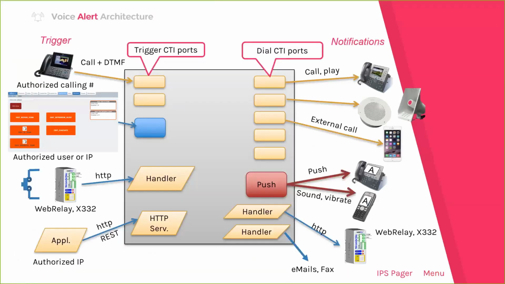First, we are going to describe voice alert. So here you see the architecture and how it is possible to trigger an alert and the different media to alert. To trigger the alert, you can dial a number, then you hear an audio message, and you can confirm the alert by typing a DTMF code. You can also check that the calling party is available, is authorized.